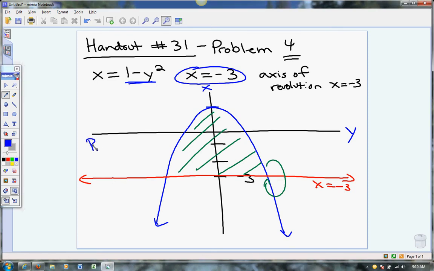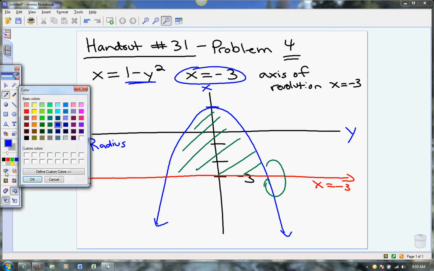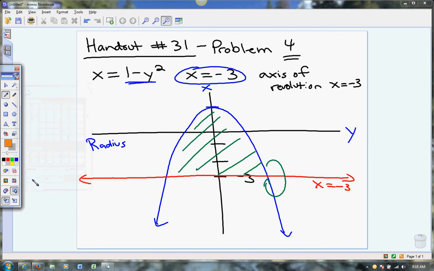So the most important question is, what is the radius? What is the radius for these circular regions that I am rotating? Well, the radius is going to be this distance right here. This is my radius. So we need an expression for that.